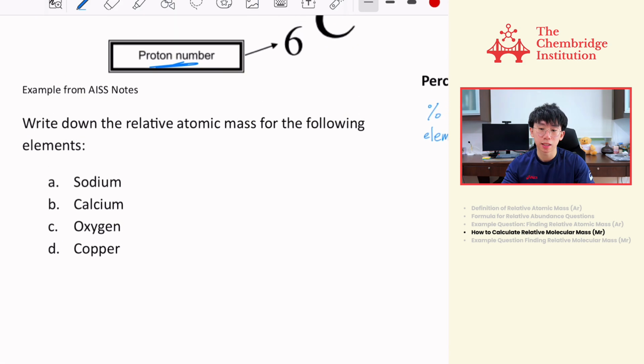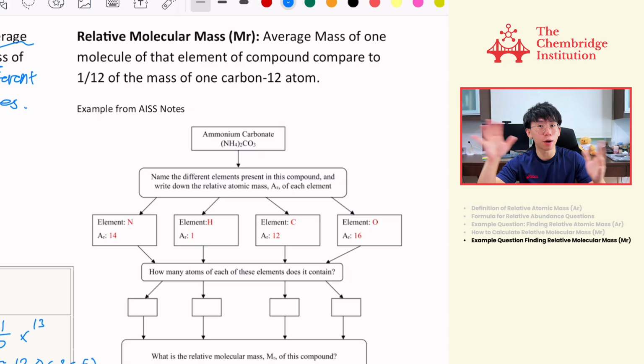So you'll see that for sodium, it'll be like 23, calcium will be 40, oxygen will be 16, and then copper will be like 64. So these are how you find the relative atomic mass from the periodic table. Now with our newfound knowledge, we can actually find the relative molecular mass, which is the mass for a molecule.